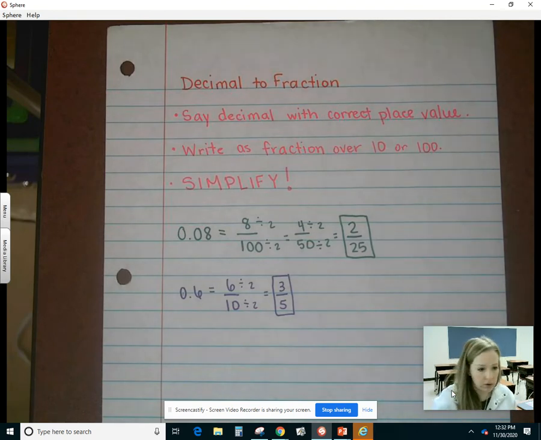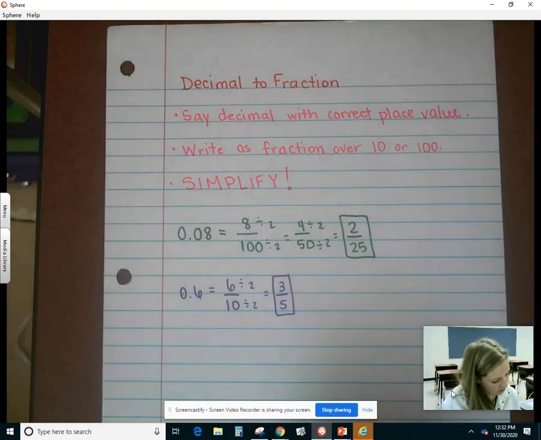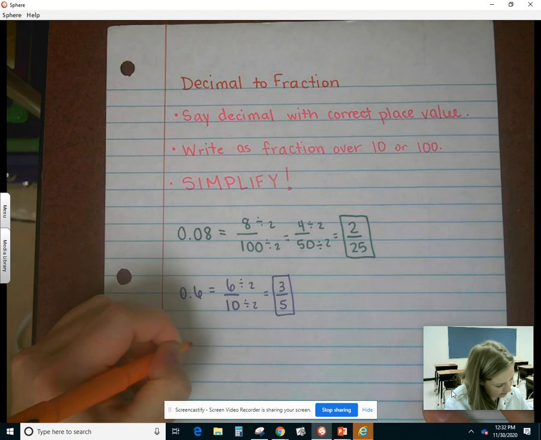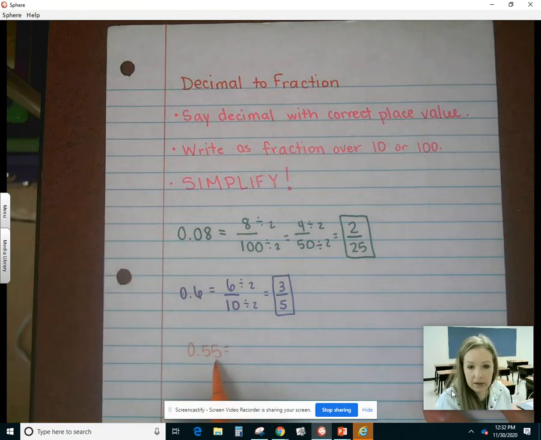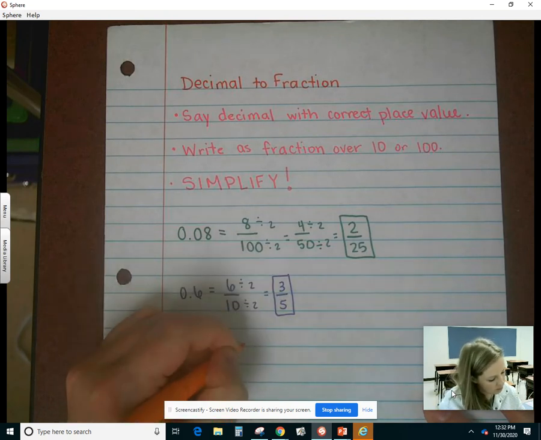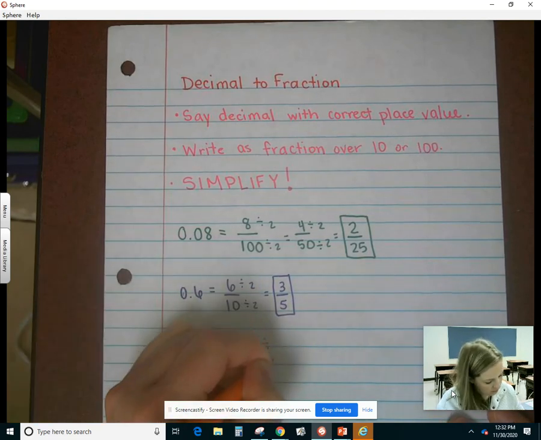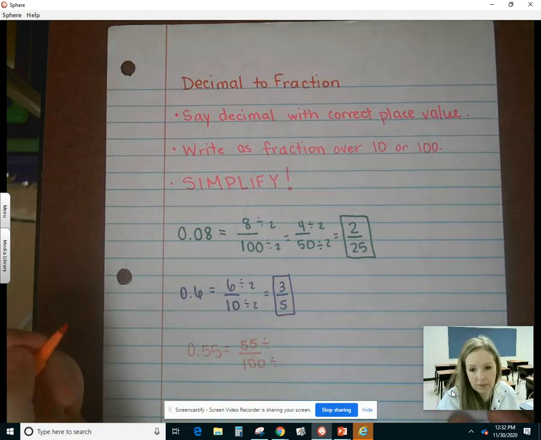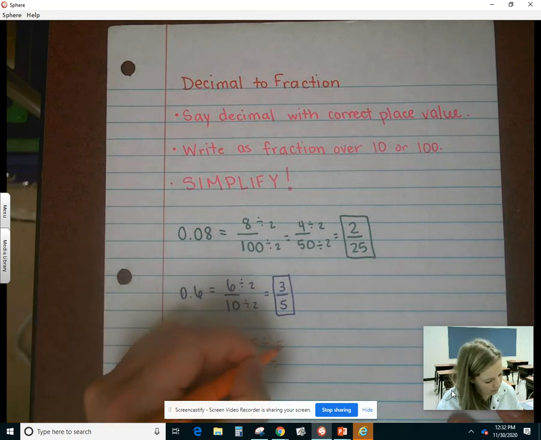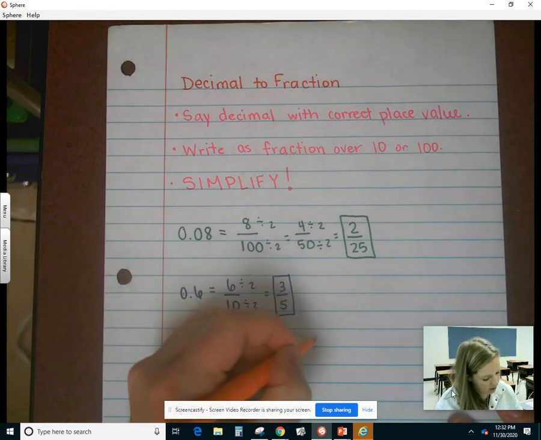And I'm going to do one more example. I'm going to do 0.55. Again, it has 2 decimal places, so that's the hundredths place. So 55 hundredths, which I can write as 55 over 100. And then I have to simplify. Those are both divisible by 5, which gives me 11 over 20.